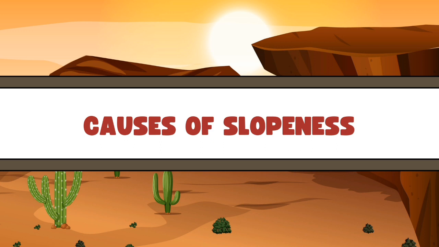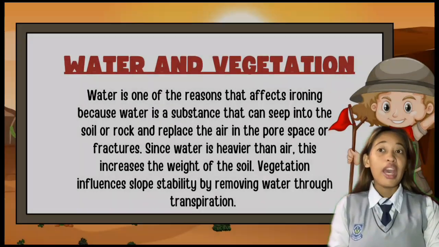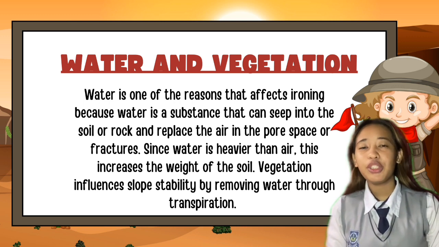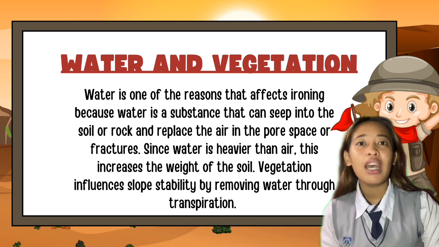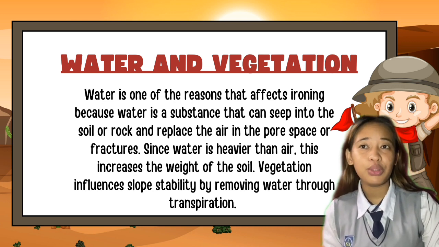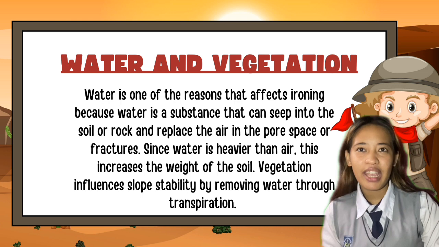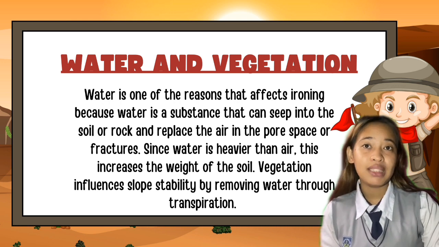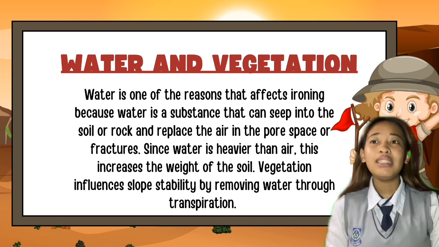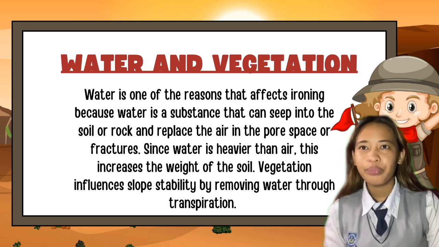Causes of slope failure. Several factors result in the failure of a slope. Water is one of the reasons, because water can seep into the soil or rock and replace the air in the pore space or fractures. Since water is heavier than air, this increases the weight of the soil.